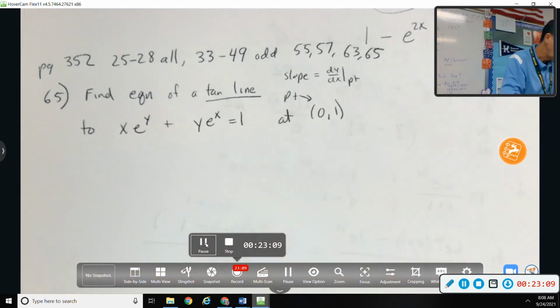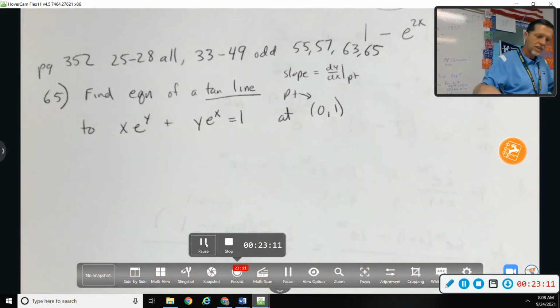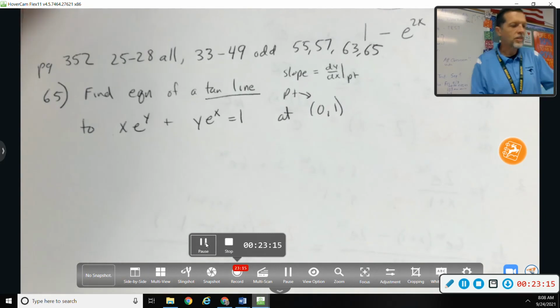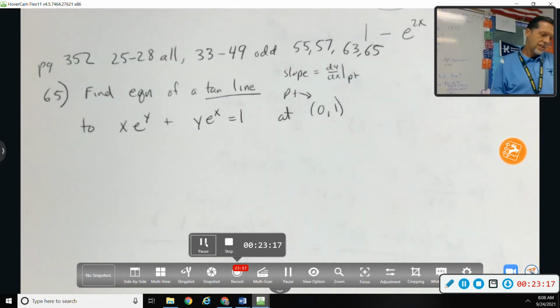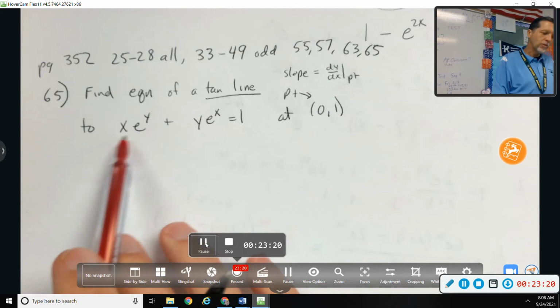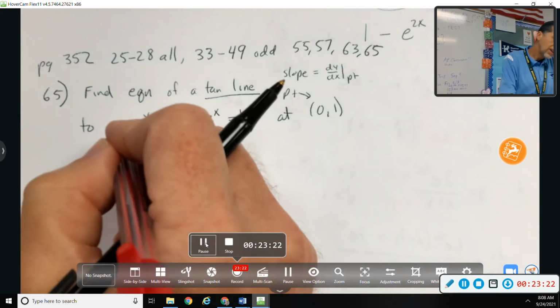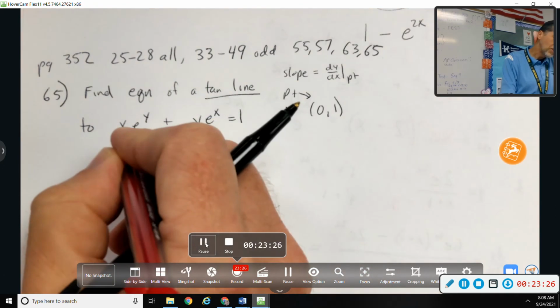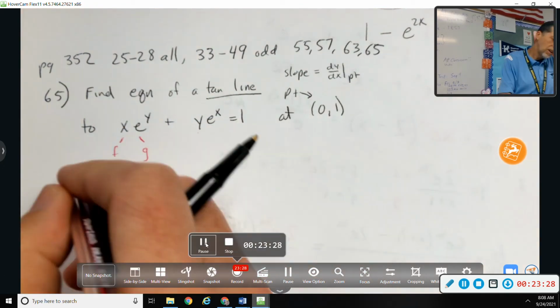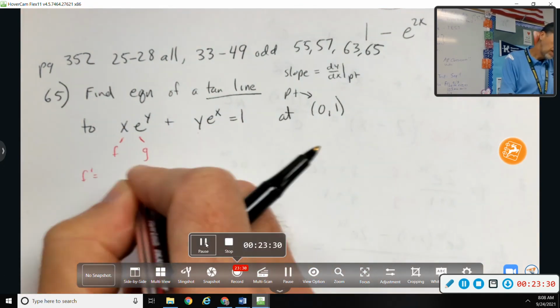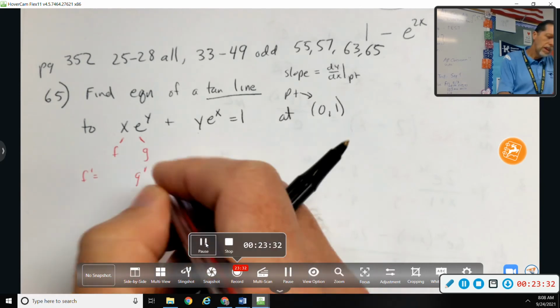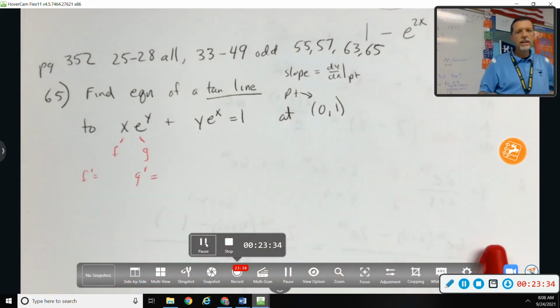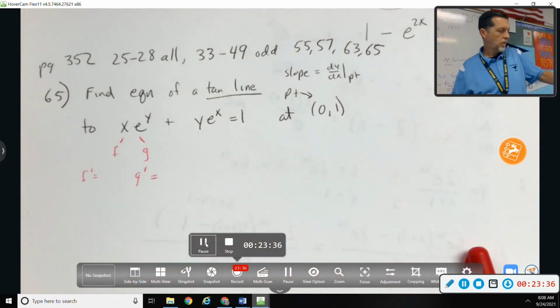So let's see here. What rule is going on? What rule isn't going on? But what do you see first when we have x e to the y? Product rule. And product rule again. So let's go one at a time here. So f prime and g prime.